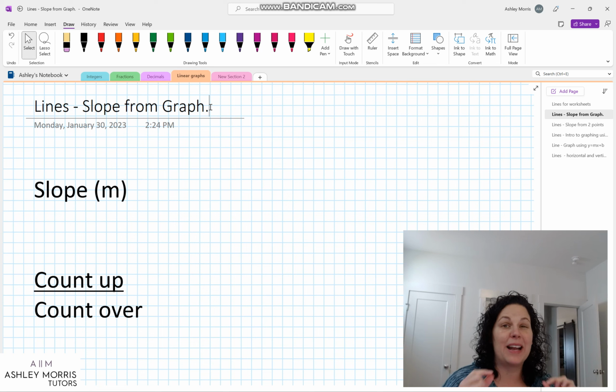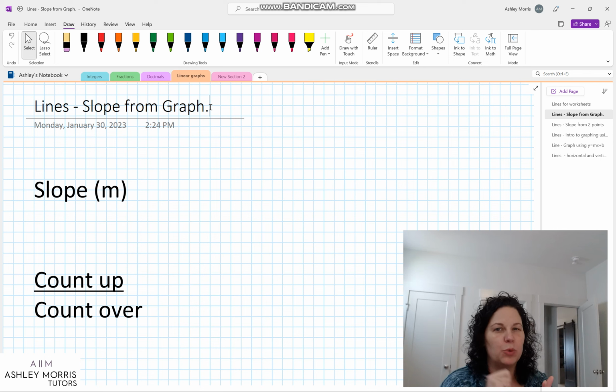Now bear with me a little bit. I am going to have to zoom in and out a lot because I really want to make sure we can count. And if it's too zoomed out, you really can't get an accurate count. So just bear with me on that.